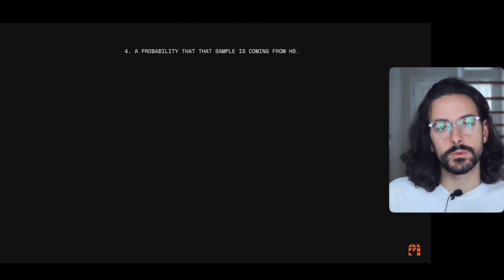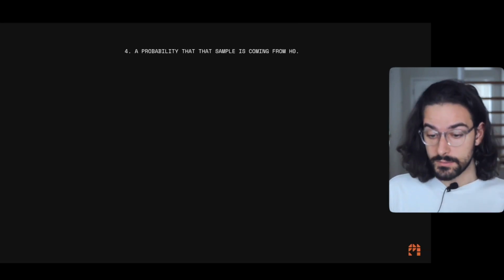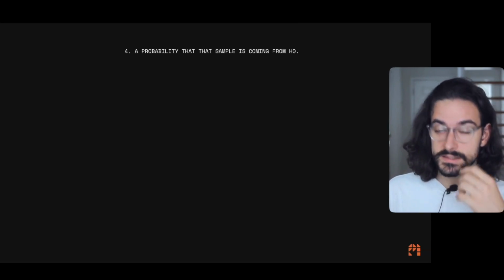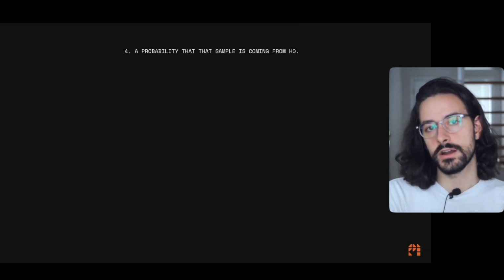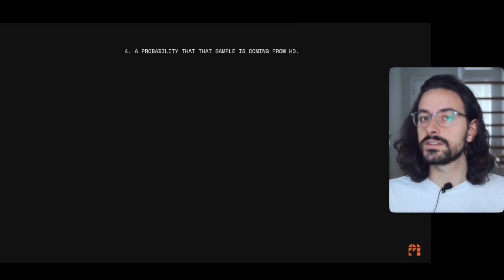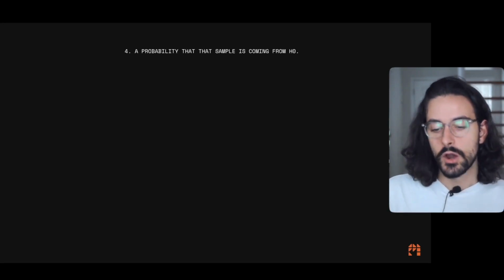Fourth, a probability. So we're looking for a probability that this sample is coming from world 0, that this sample is coming from a world in which the null hypothesis is true. The thing we're trying to make sure of is not that our theory is correct, but rather that the opposing theory is incorrect, right? Or is unlikely.